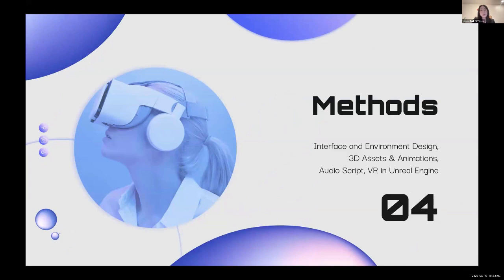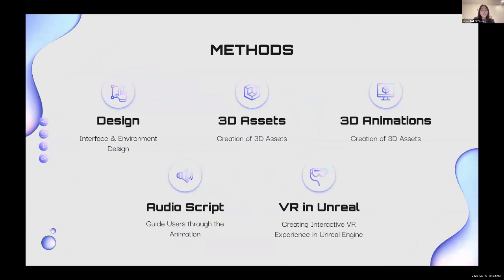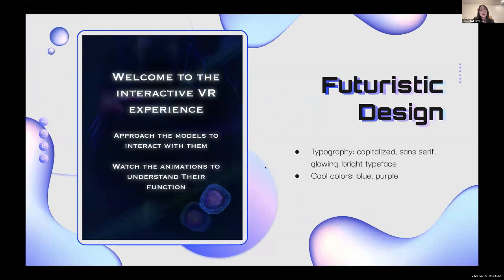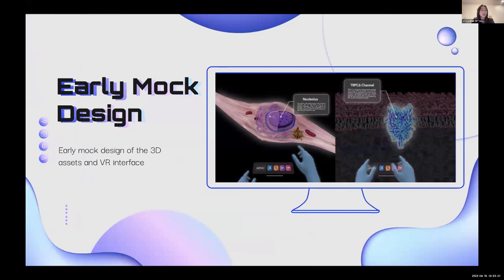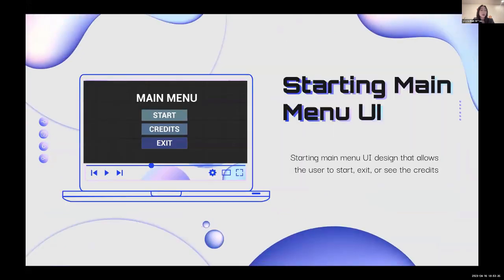And next, I'll be going over my methodology on how I created the project. So first, I designed the interface and the environment, and then the 3D assets and animations. And then I wrote the audio script, and then finally I created the environment in Unreal. I wanted a very futuristic design, and I wanted a typography that was clean and bright, and I also wanted my color palette to have a lot of cool colors in it. Here was an early mock design of how I wanted my interface to look, as well as my starting menu.